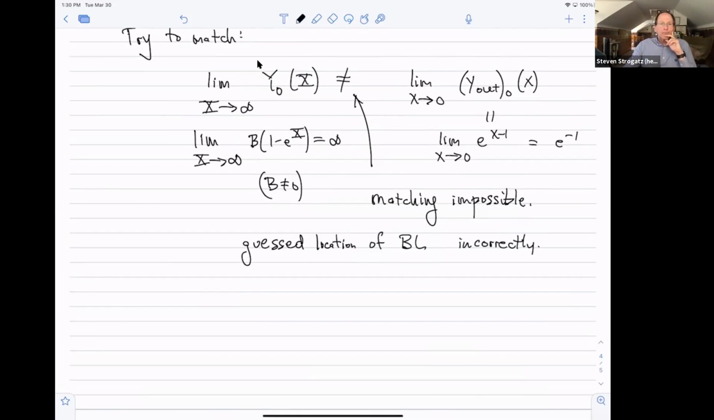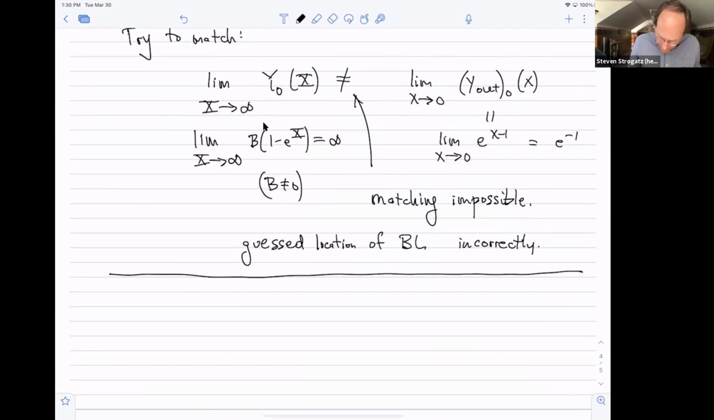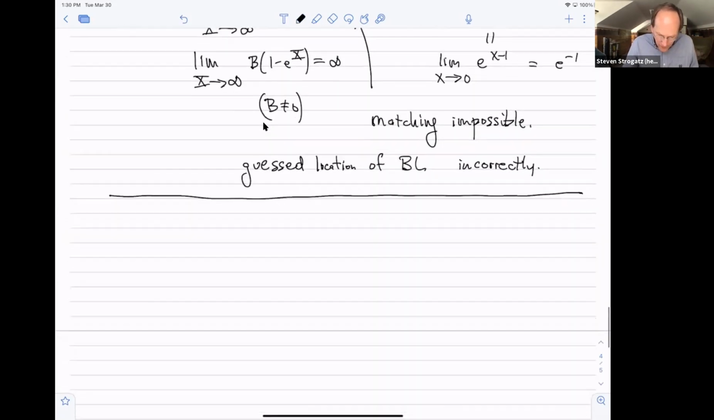Okay, so now let me do it the right way. But maybe first, any question then about this wrong calculation that we spent so much time on? All right. So in fact, the boundary layer is at x equals 1, as we sort of suspected from the beginning.